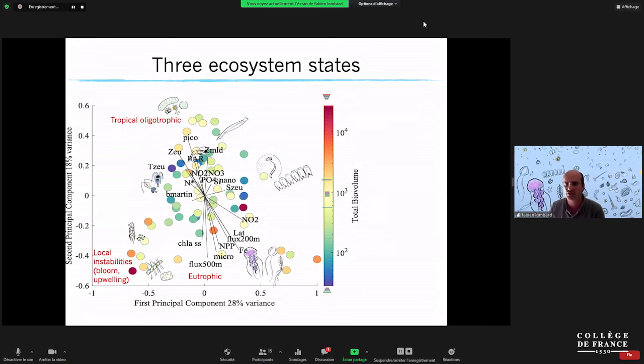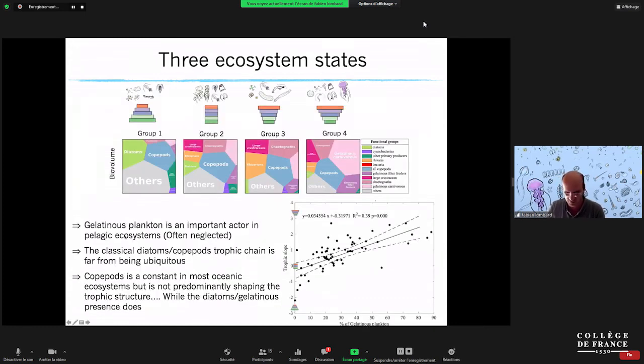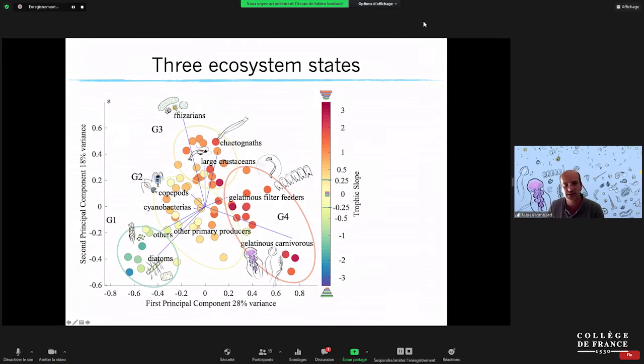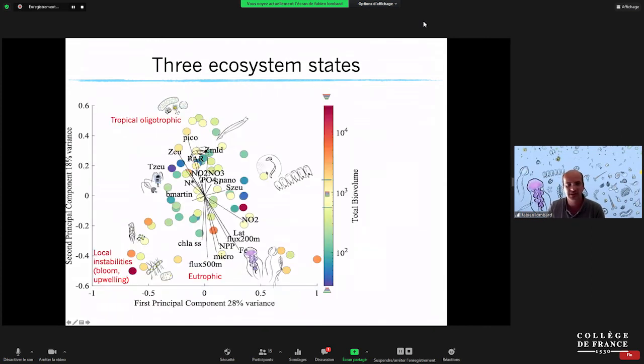So basically that trophic slope that we've seen before, together with the total biovolume, which is there, is not really related to the eutrophic to oligotrophic gradient, because the trophic slope is going in that direction. So that's something which is decoupled from the level of eutrophy of the ecosystem. So we can have eutrophic and predator-dominated ecosystems, or we can have eutrophic ecosystems at the start of a bloom or upwelling that are totally bottom-up.